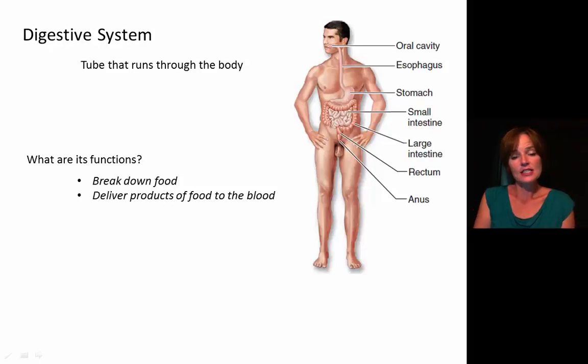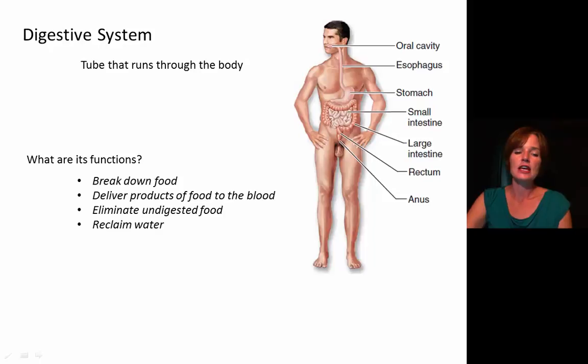The digestive system is then going to deliver the products of the food to the blood. So it's breaking down the food and then putting those products into the bloodstream. It will also be responsible for eliminating the undigested food. Things that our bodies are not able to break down, like fiber, are going to continue to pass through this long tube. And then at the end, a last function is going to be to reclaim some water back for the body.